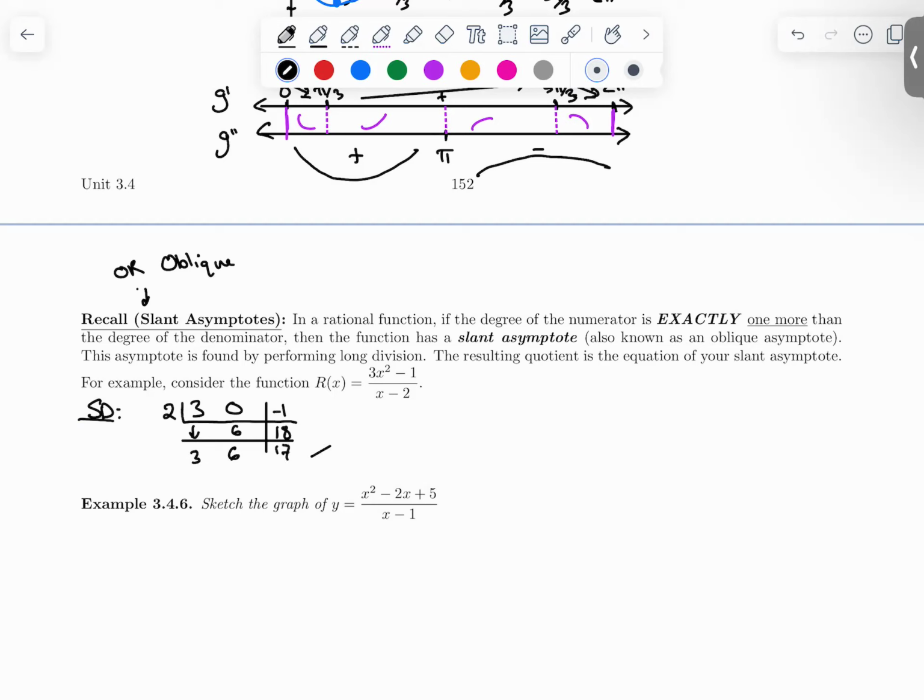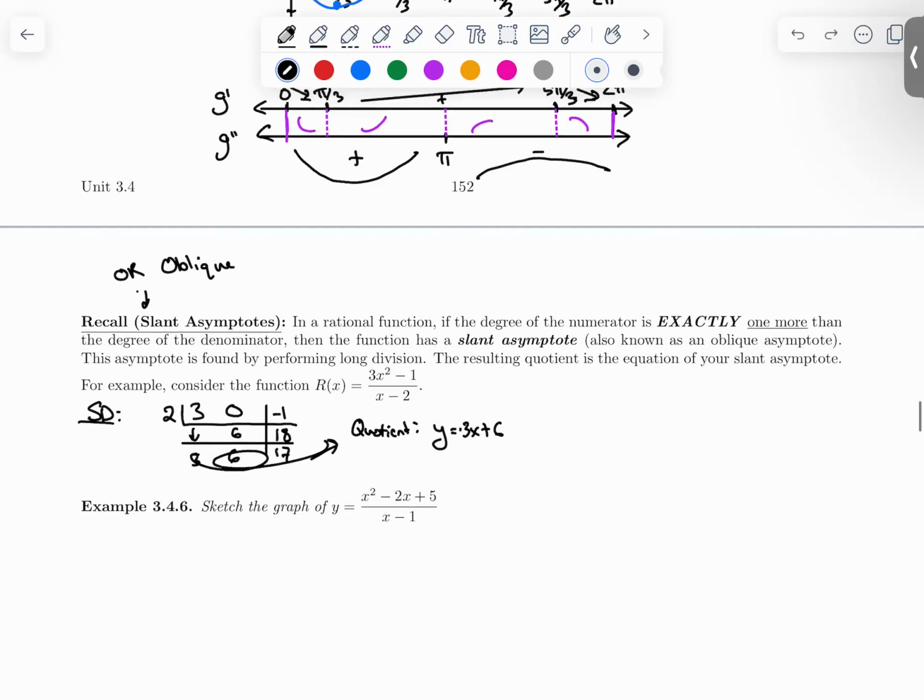So regardless of how you do it, you're going to get the quotient, which will be 3x plus 6. So the equation of the slant asymptote will be y equals 3x plus 6.